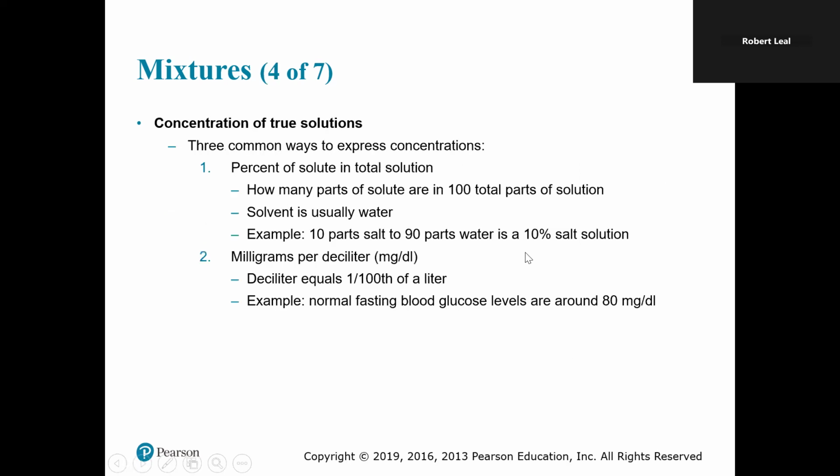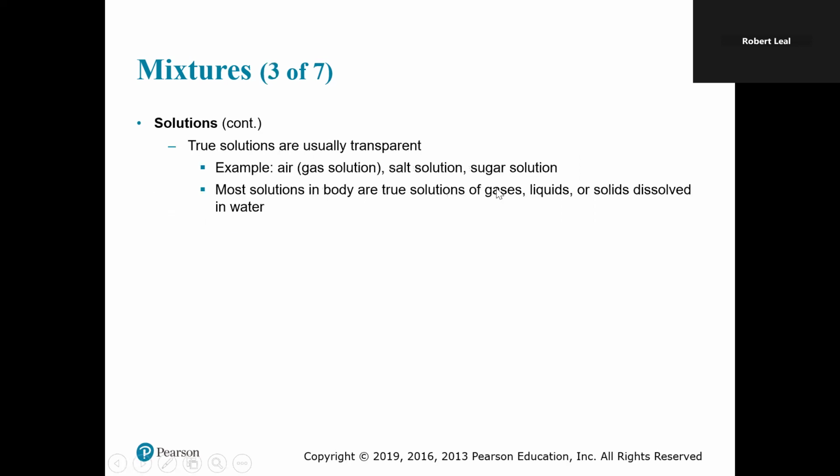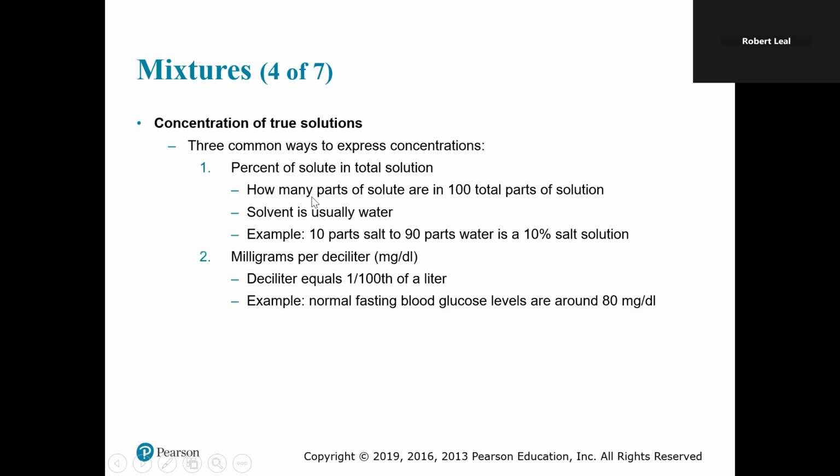Some solutions may be in gas form. Most solutions in the body are true solutions. It says a gas, liquid, or solid dissolved in. Again, what's the major solvent? We're going to use water.